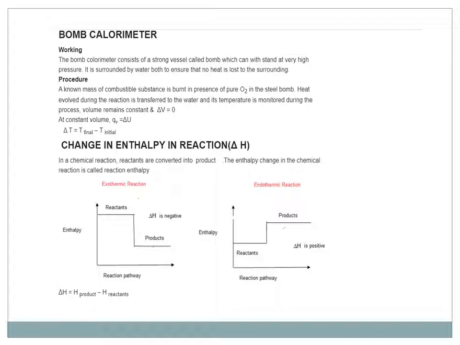Now, change in enthalpy in a reaction, delta H. In a chemical reaction, reactants are converted into products. The enthalpy change in the chemical reaction is called reaction enthalpy. Here is the difference between exothermic reaction and endothermic reaction. In an exothermic reaction, reactants are at higher enthalpy, and in an endothermic reaction, the reactants are at lower enthalpy. For an exothermic reaction, delta H is negative, and for an endothermic reaction, delta H is positive.